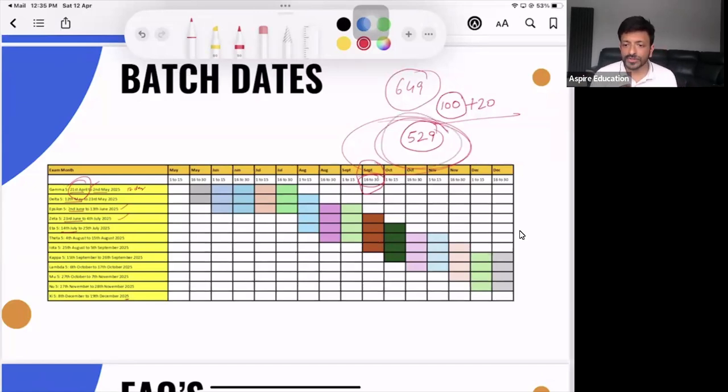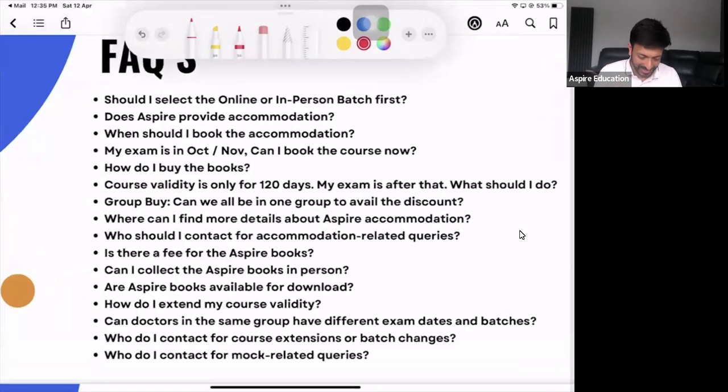Is the validity of the course fee paid? Yes, you just have to pay it once. Okay, these are the frequently asked questions. Let me answer.